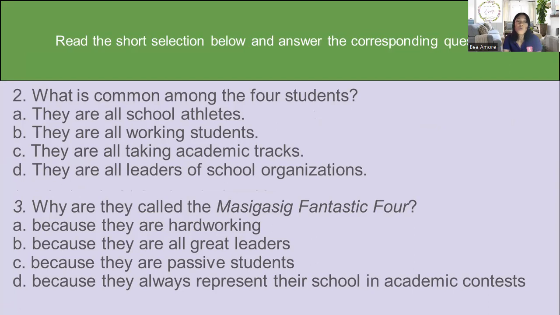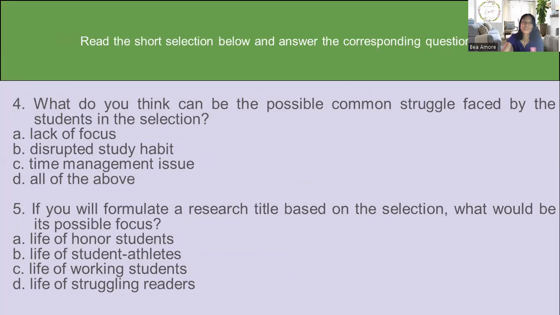Number 3. Why are they called the Masigasig Fantastic Four? A. Because they are hardworking. B. Because they are all great leaders. C. Because they are passive students. Or D. Because they always represent their school in academic contests.